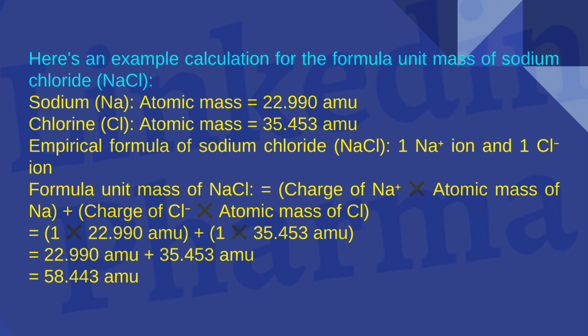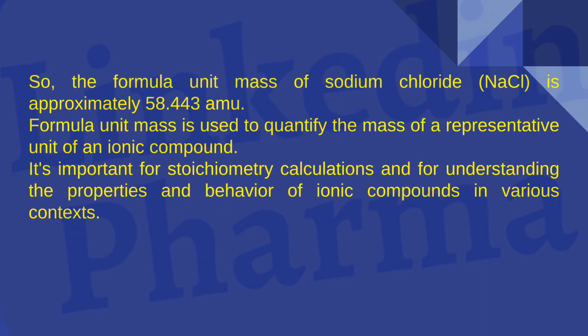Formula unit mass of sodium chloride equals charge of sodium ion multiplied by atomic mass of sodium plus charge of chloride ion multiplied by atomic mass of chlorine equals 1 multiplied by 22.990 atomic mass units plus 1 multiplied by 35.453 atomic mass units equals 22.990 atomic mass units plus 35.453 atomic mass units equals 58.443 atomic mass units. So, the formula unit mass of sodium chloride is approximately 58.443 atomic mass units.